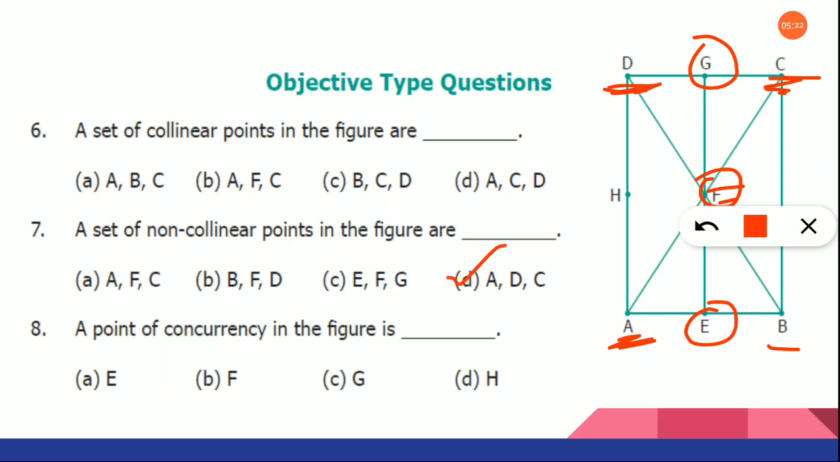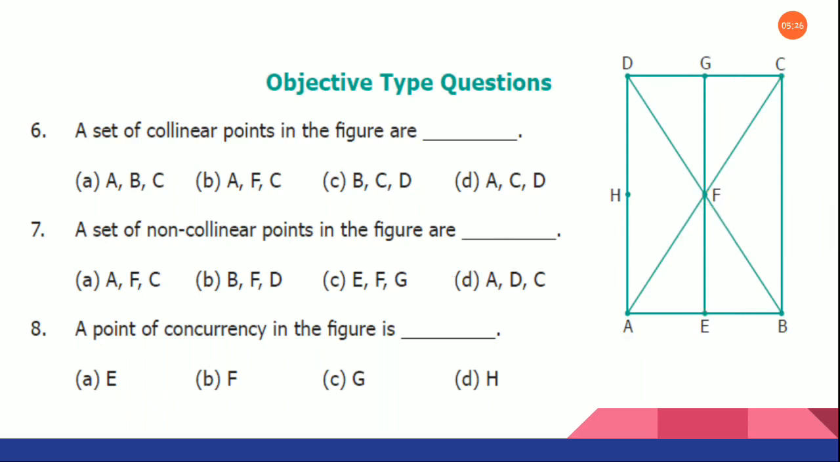Okay. A point of concurrency in the figure is dash. Okay. They are asking you concurrent point. Now check E. Where is E? Is this a concurrent point? No. Okay, and then F. Is this a concurrent point? Yes, because many lines are passing through this one point of intersection.